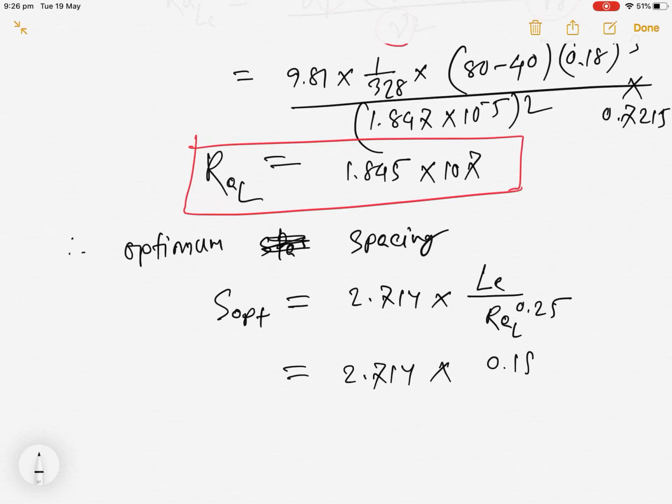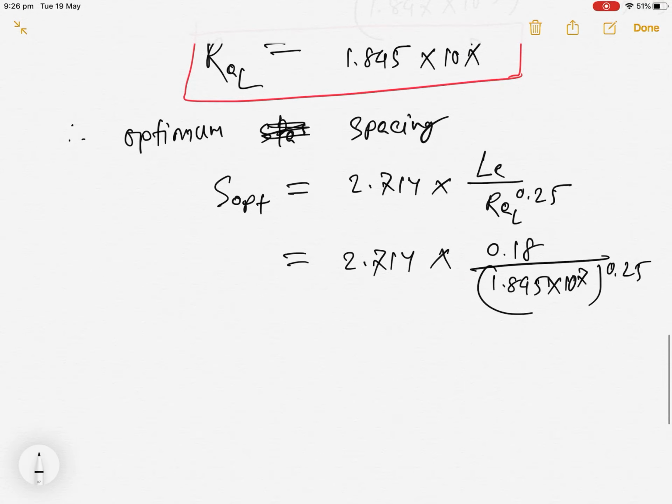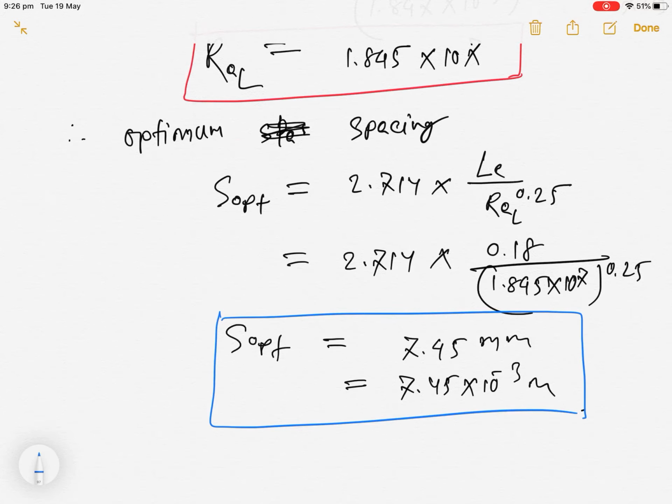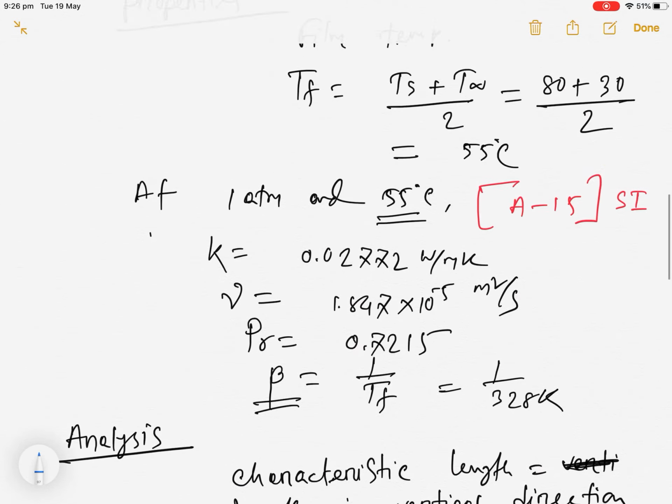So substitute the value 2.174, the characteristic length, and the Rayleigh number we just got, 10 to the power 7, and the power is 0.25. So we got 7.45 millimeter, or you can say 7.45 times 10 to the power minus 3 meter. So this is the optimum spacing. It was the first question.